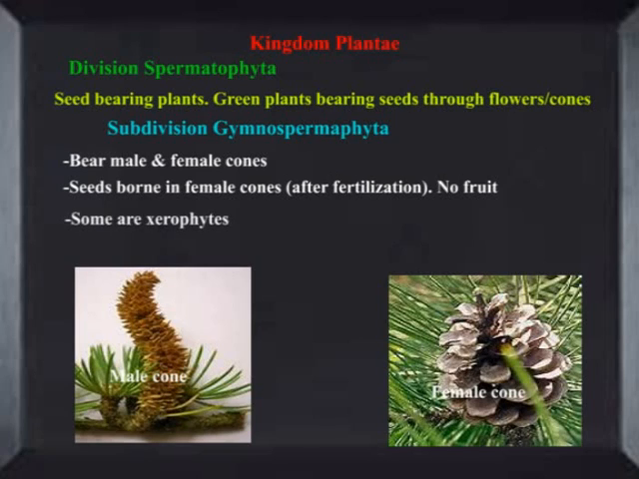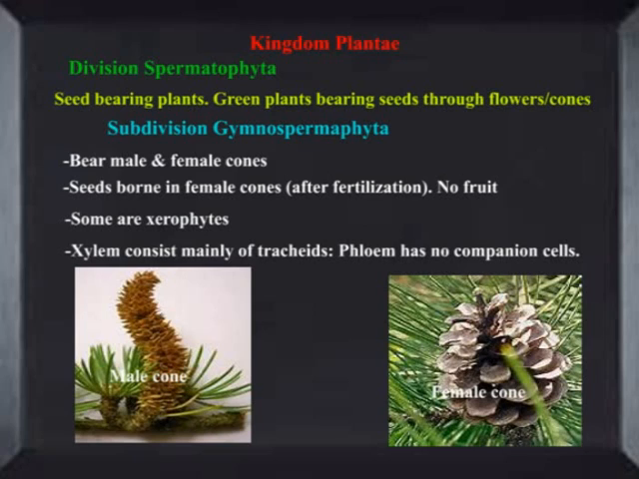They show some xerophytic characteristics such as rolled leaves, needle-shaped leaves, and sunken stomata, as well as thick and waxy cuticles. Xylem consists of mainly tracheids, while the phloem does not have companion cells. This subdivision has three main classes, namely the Coniferales, Cycadales, and the Ginkgoales.